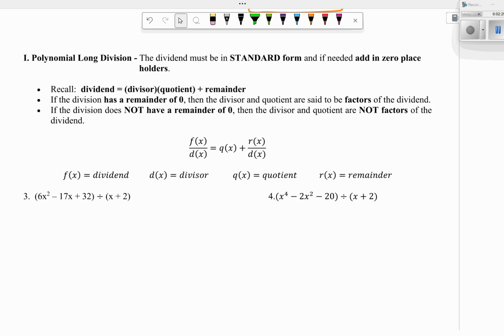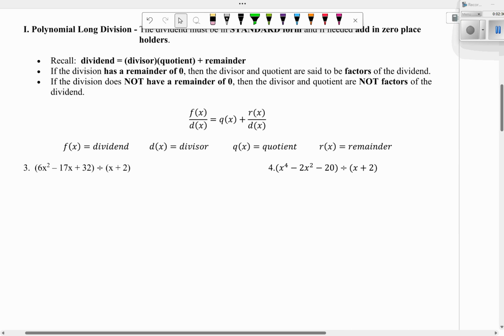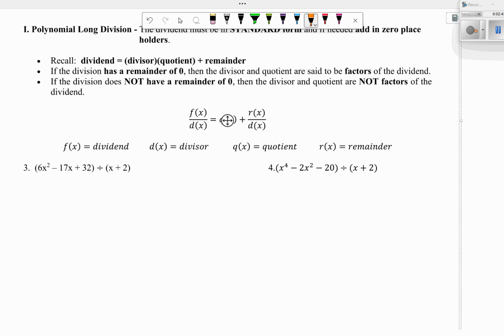If the division has a remainder of 0, then we say the divisor and the quotient are factors of the dividend. If the division does not have a remainder of 0, then the divisor and the quotient are not factors. So just as a recall right here, if we're dividing f of x by d of x, so f of x is your dividend, d of x is your divisor, q of x is your quotient, and r of x is your remainder.